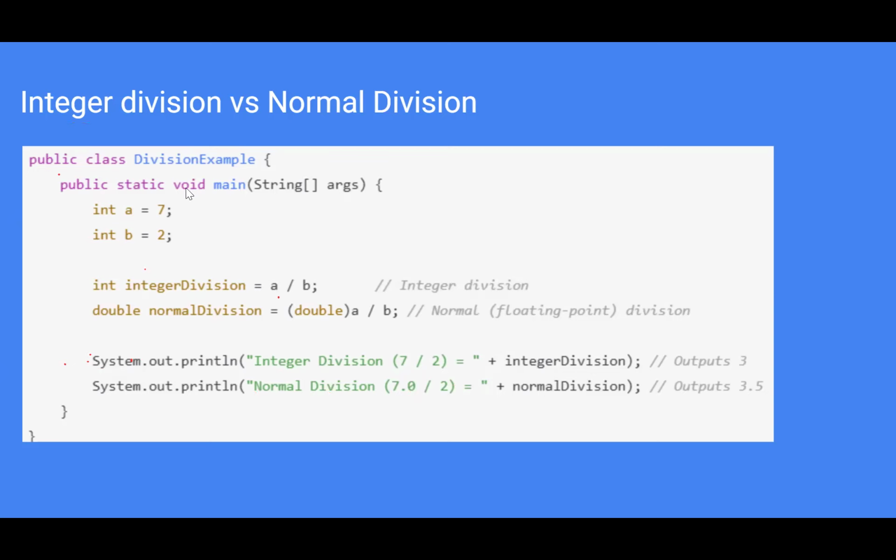We are defining two integers, a and b. Here we assign 7, here we assign 2, and then we make an integer division. That is exactly what we described just now. So we divide 7 by 2, and then we make another type of division. We call it a normal division. And here I'm converting the A to double. Did you ever see this kind of thing before?